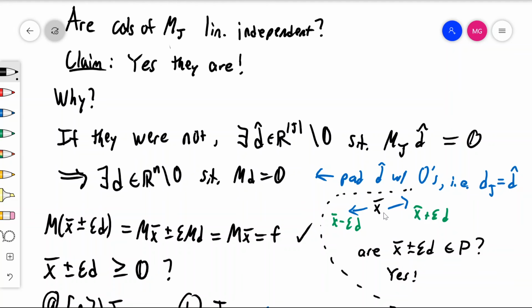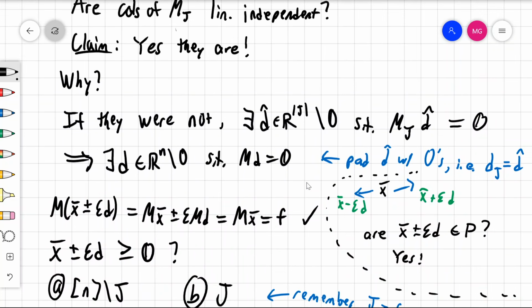So you take x bar, which is the point we're claiming is an extreme point, and now perturb it. You take x bar minus epsilon d and x bar plus epsilon d, where epsilon is some small positive constant, and d is that vector d in the null space of M. Of course, x bar is between those 2 points, but now the question is, are those 2 points in the polyhedron, in P? The answer that we're going to show is yes, and that will contradict the fact that x bar is supposed to be extreme.